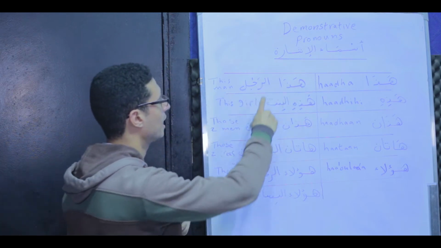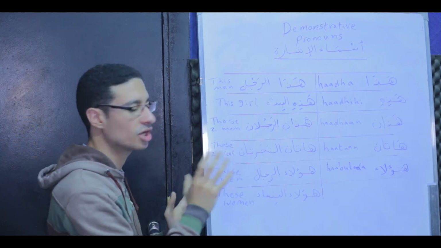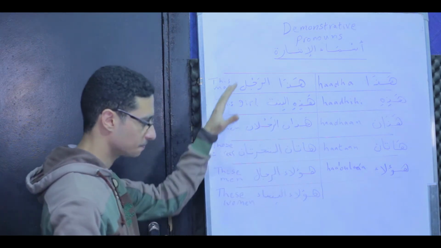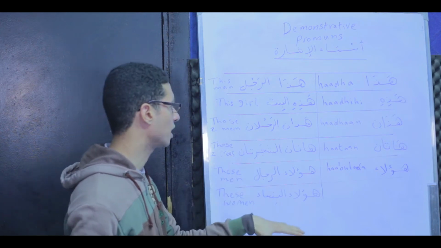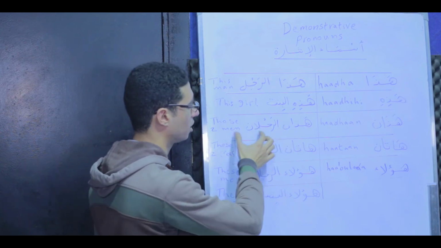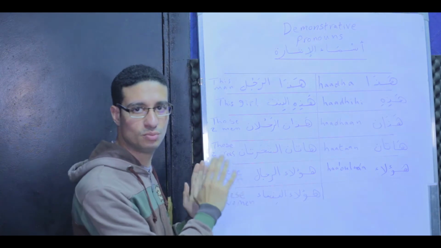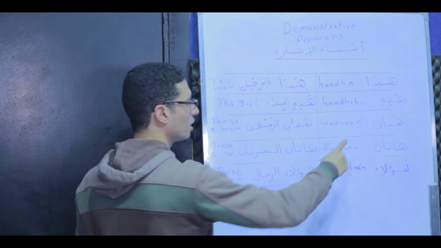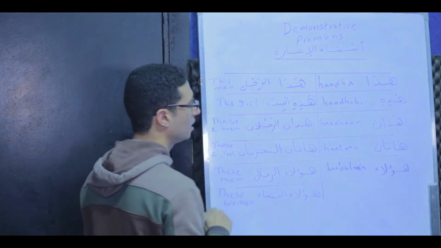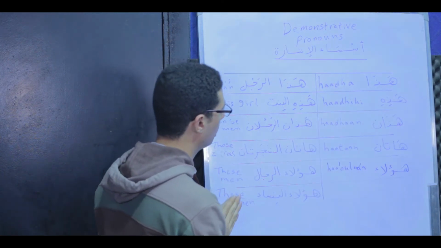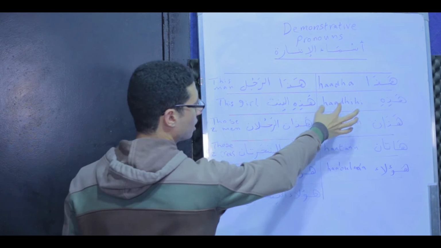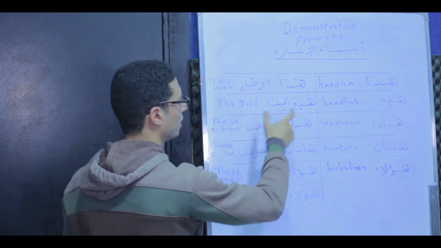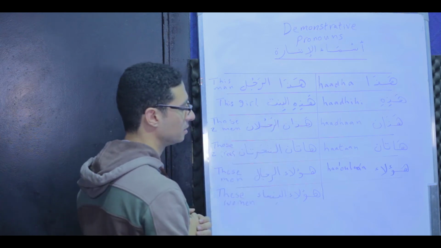Please note the alif and lam after هذا. If you say هذا or هذه, which is the next one, or any demonstrative pronoun, the word that comes after the demonstrative pronoun should be definite, should have alif and lam. The next one is هذه. هذه is to point at something or a person, feminine, singular feminine. هذه البنت, this girl.